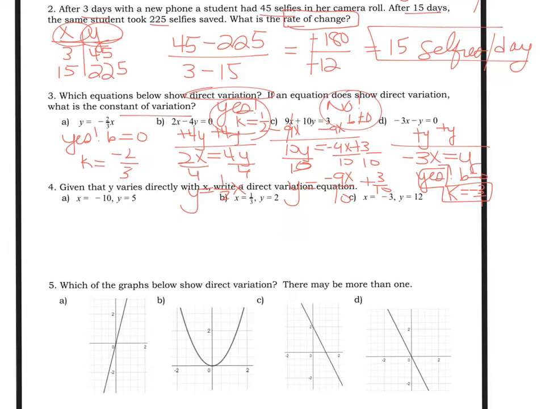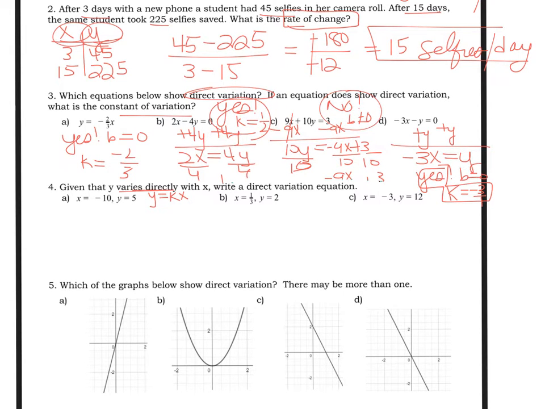Okay? I'm just going to erase this so we can look at those next questions. I'll look at example 4. Example 4 says, given that y varies directly with x. Stop. Whenever you see varies directly, you're going to write y equals kx on your paper. Write a direct variation equation.